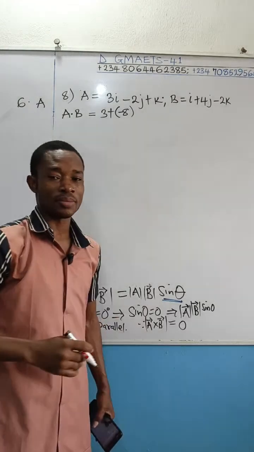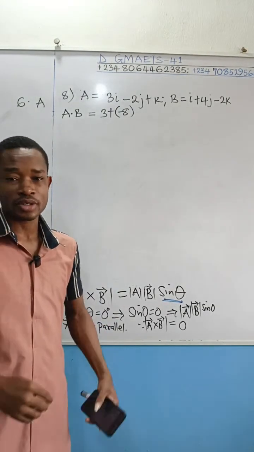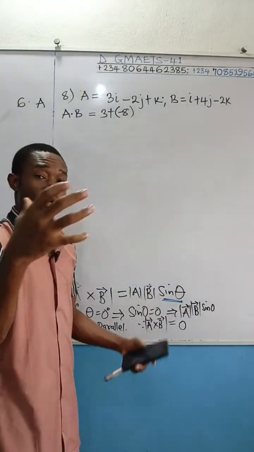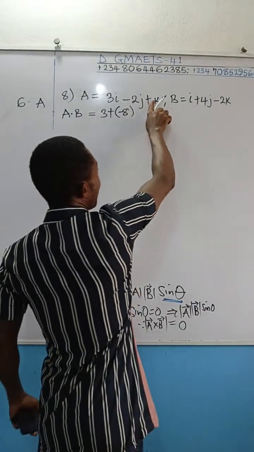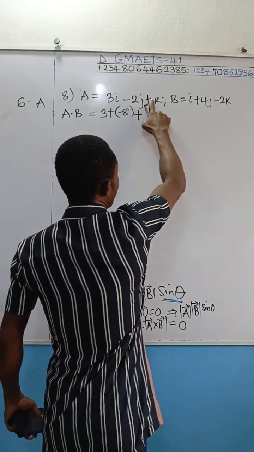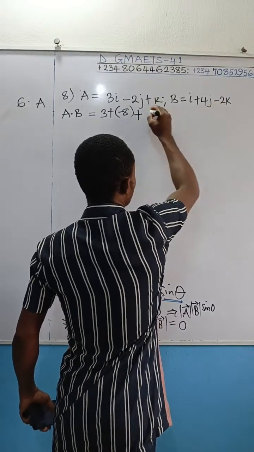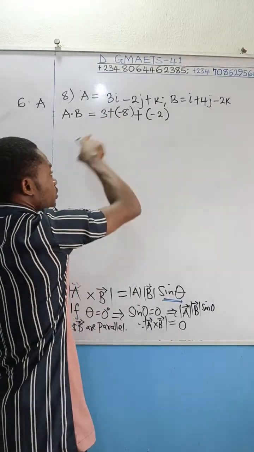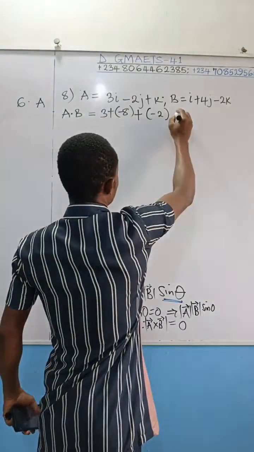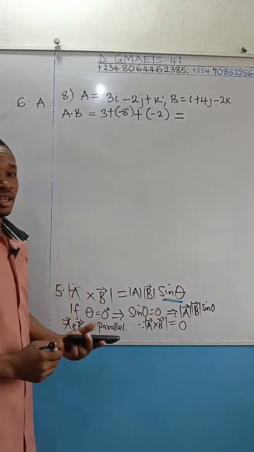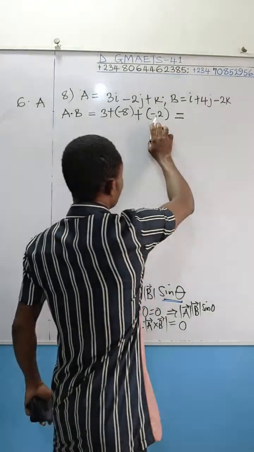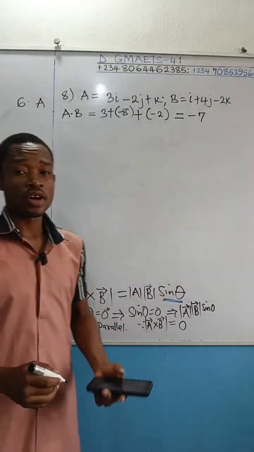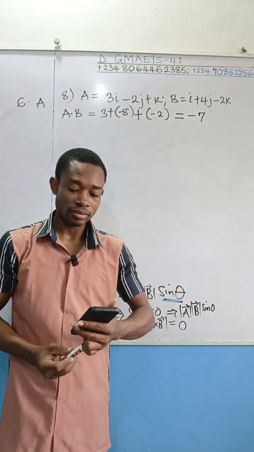I need you to understand something about scalar product or dot product. You add those guys up. Once you do the dot product, you add them up. Then here we have 1 as the coefficient of k times minus 2, which will give us minus 2. If we simplify this, this is 3 minus 8 minus 2. 3 minus 8 is minus 5, then minus 5 minus 2 will give us minus 7. So the dot product is minus 7.